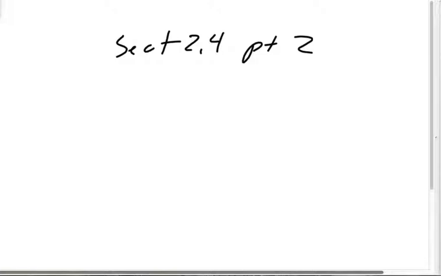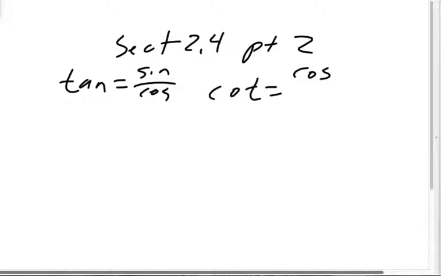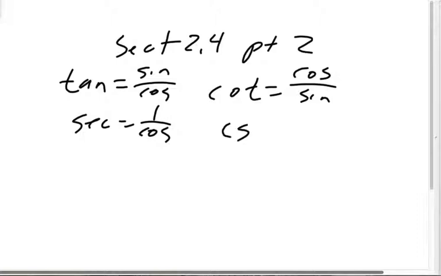The trick here when you do this is you're going to have to remember these reciprocal identities. Tangent is sine over cosine. Cotangent is cosine over sine. Secant is 1 over cosine. And cosecant is 1 over sine. So we're going to have a problem which looks like this.